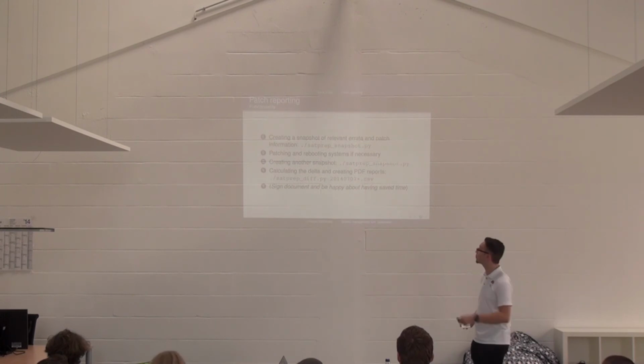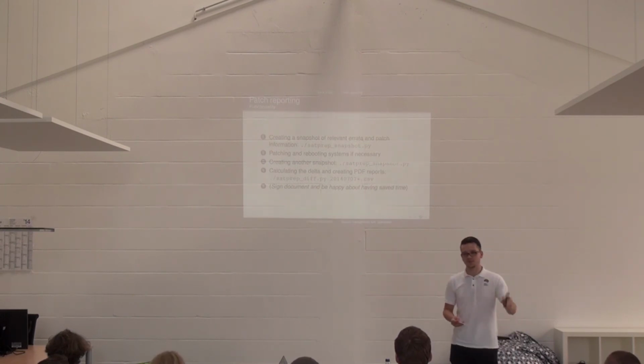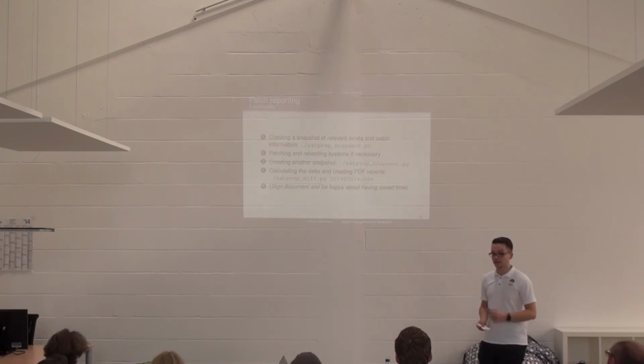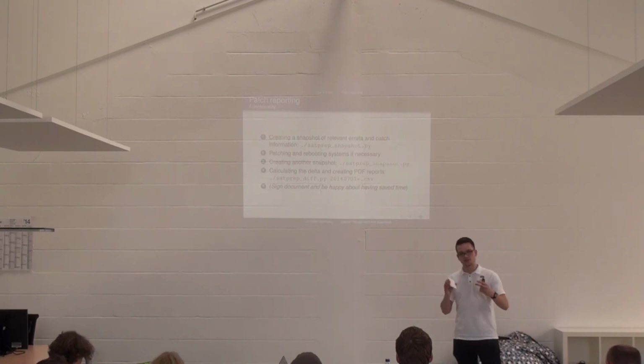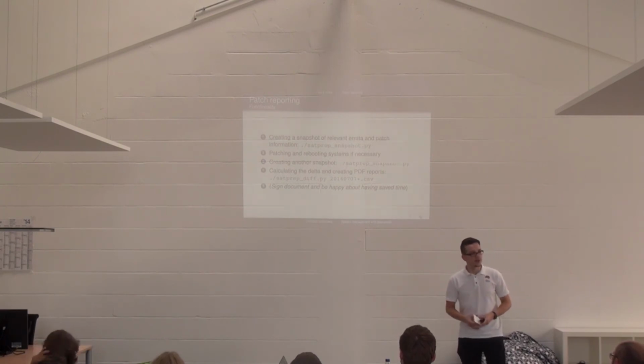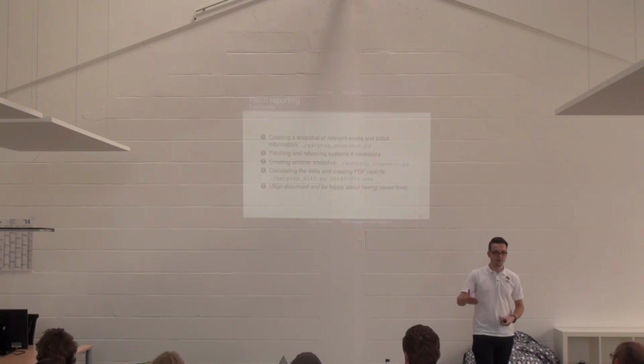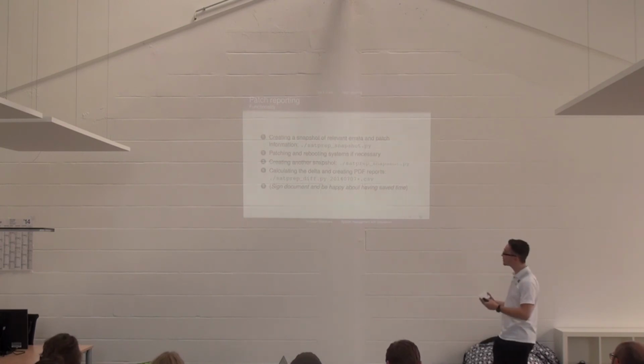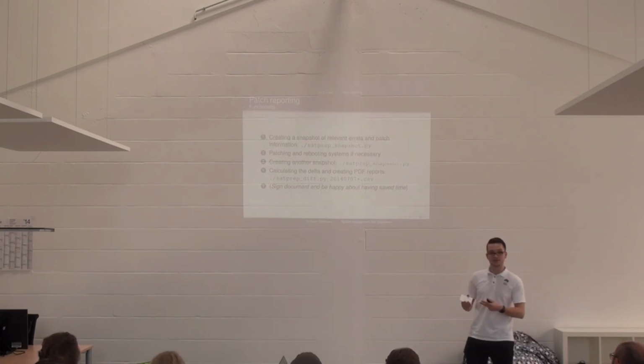So you're executing the same command once again. And after that, you have two CSV reports, before and after your maintenance. And then you need to execute the build utility. That tool creates a delta between the before and the after state, so it knows which patches have been installed on which system. Afterwards it creates a PDF report per system. And finally, you just need to sign the document and be happy that you have saved a lot of time.